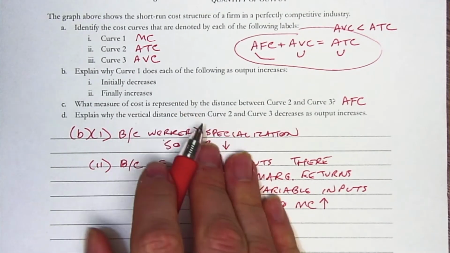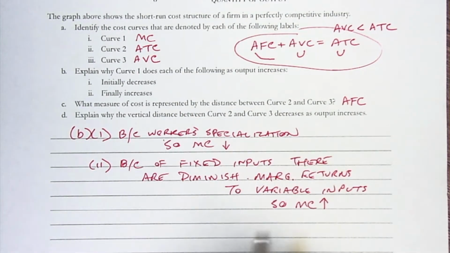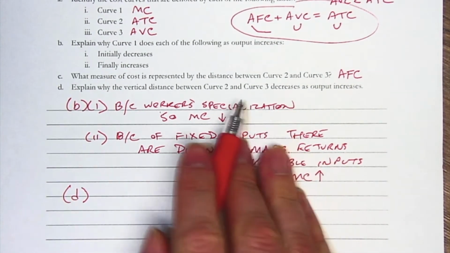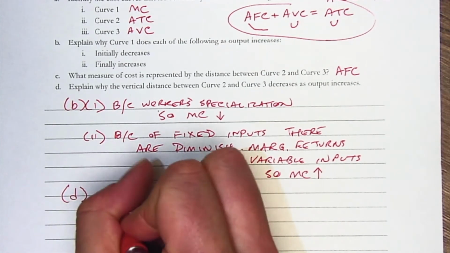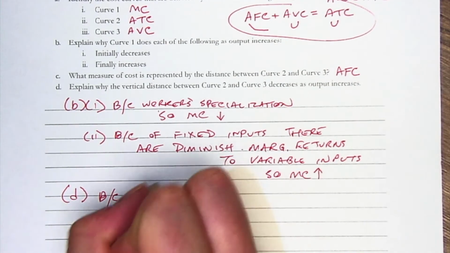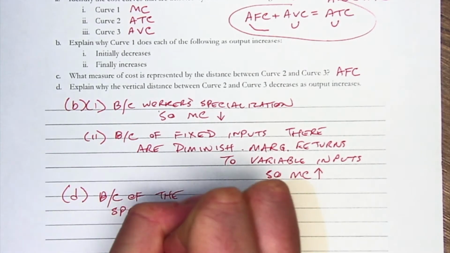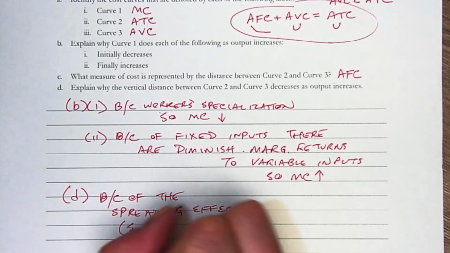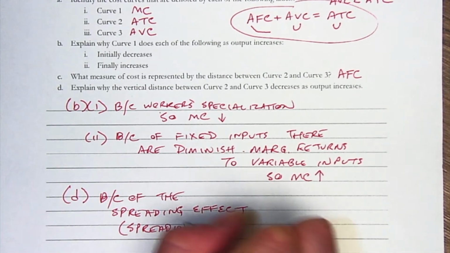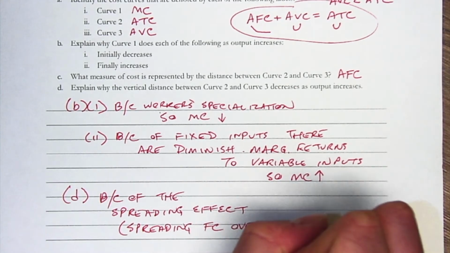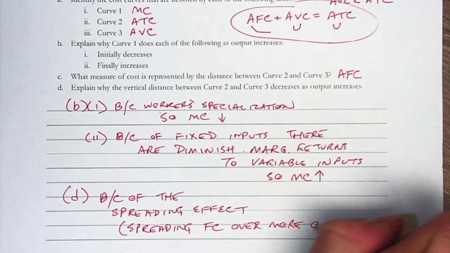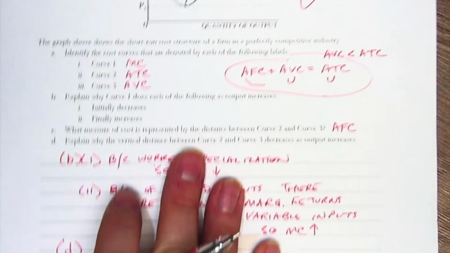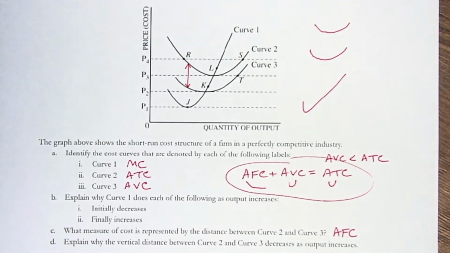And explain why the vertical distance decreases as output increases. Boy, this question's getting tough. So why is AFC decreasing as output increases? Because of the spreading effect. What that means is we're spreading fixed cost over more output. Okay, we're spreading out fixed cost over more output. So hopefully that helps you make sense a little bit of FRQ prep number 3.